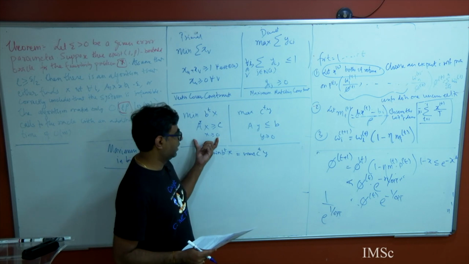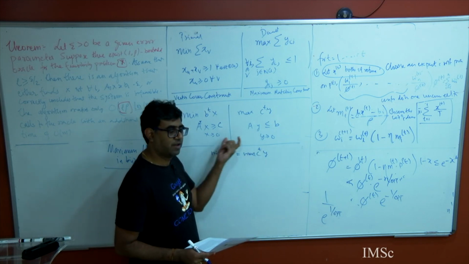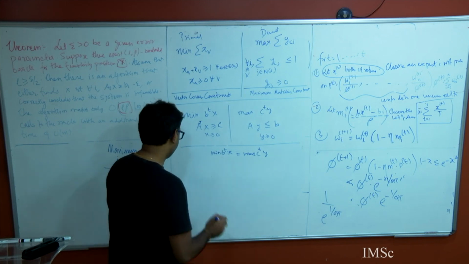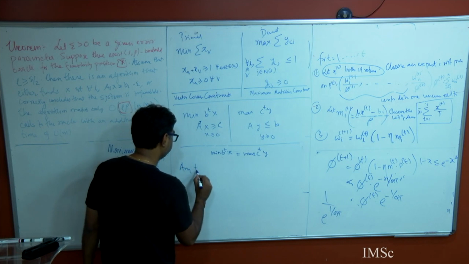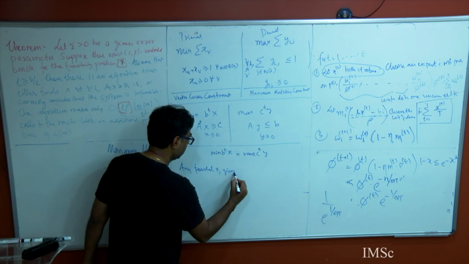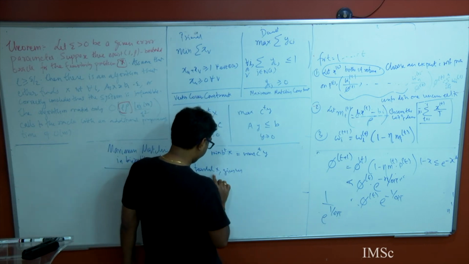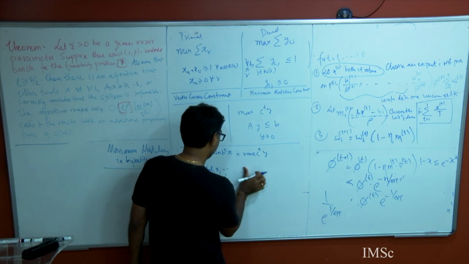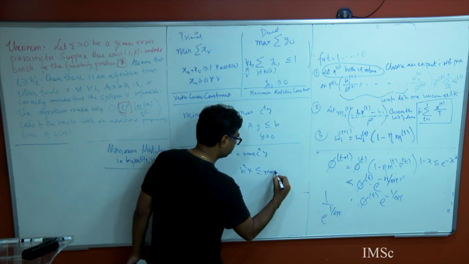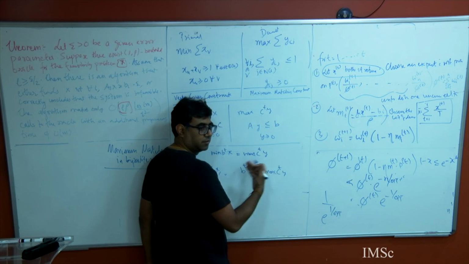So any value I can get here provides a lower bound of this. Any value I get here provides an upper bound on this. Like any feasible solution here, look at, okay, any feasible x gives us, for any feasible x, what do we have? B transpose x is less than or equal to max of C transpose y. So this provides a lower bound on this optimum value and the other way around.